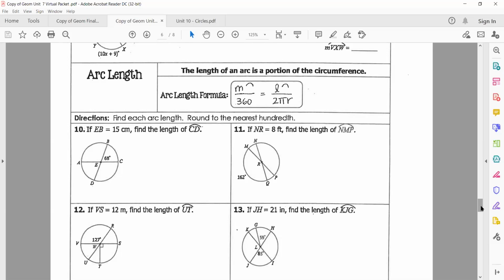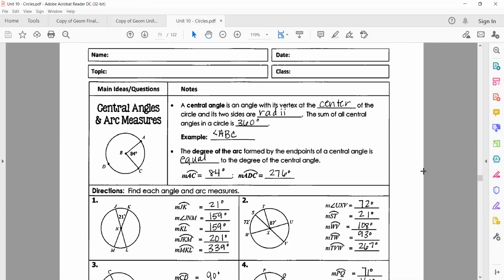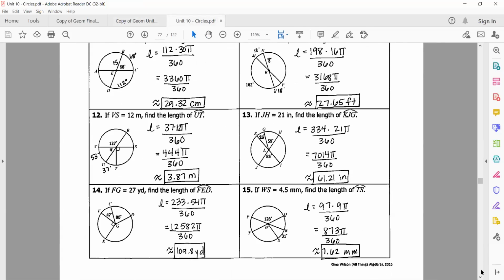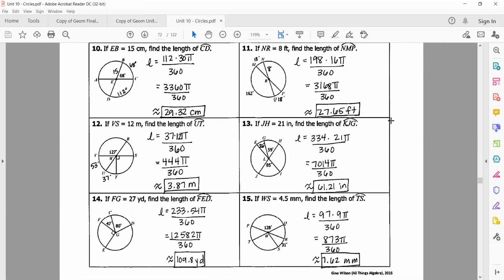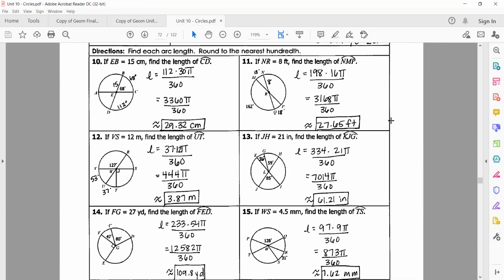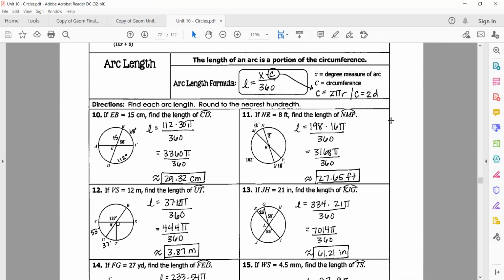So these are simple calculations also. You're going to take the measure of the arc, which is just the degree measurement, and to find the length, you divide by 360 and multiply by 2 times pi times r. Using that arc length formula.